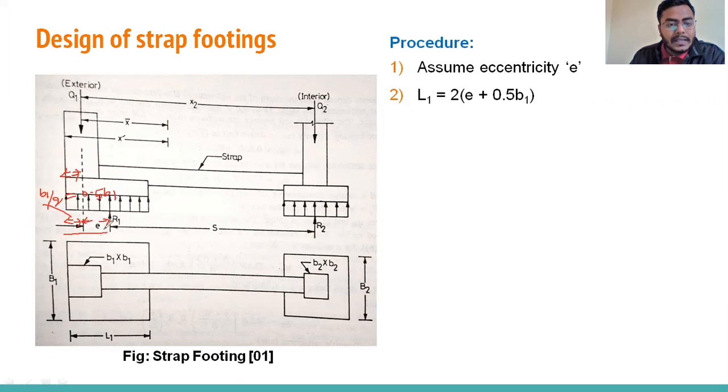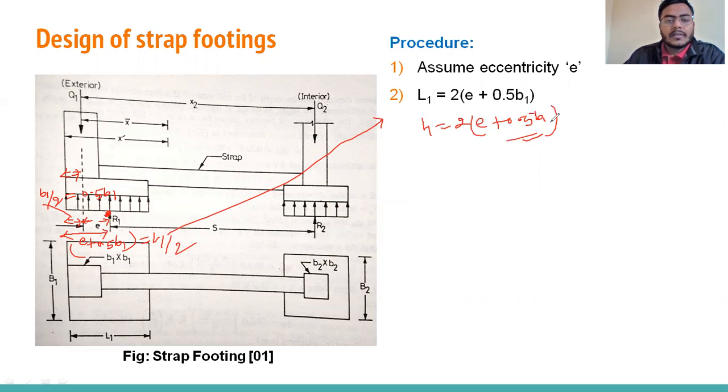So this total length is E plus 0.5 B1. And this is the center of this footing. So how will it come to the center? When this is the half length of footing, right? So this will be equal to half. So the center will lie here. So the center of gravity will lie here. So from this, we can write L1 is equal to 2 into E plus 0.5 B1. So now you have the idea how it came.